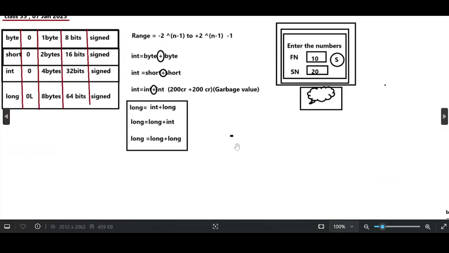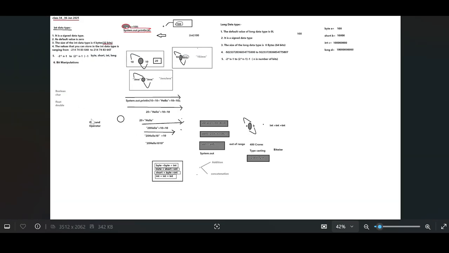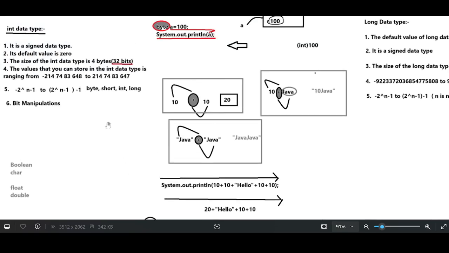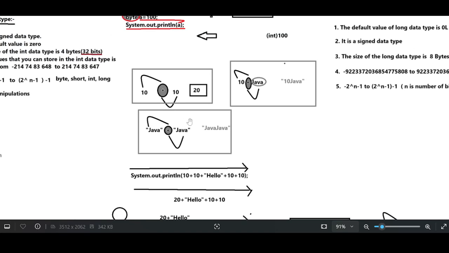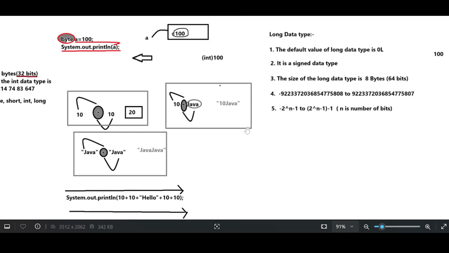So yesterday we were discussing the data types, and we got some understanding. We know what is byte, int, long, and short. We also learned how to perform declaration and initialization, and the importance and behavior of the plus operator between two operands. We have got to understand so many things, so we have got some confidence.